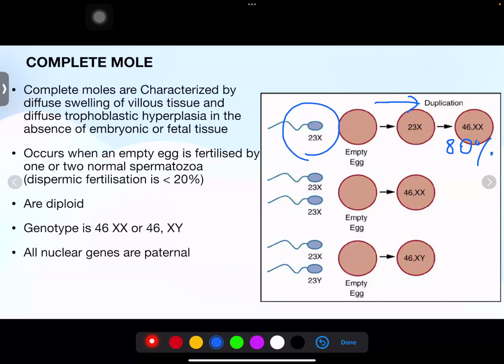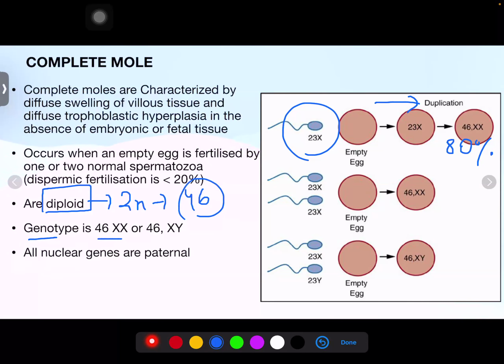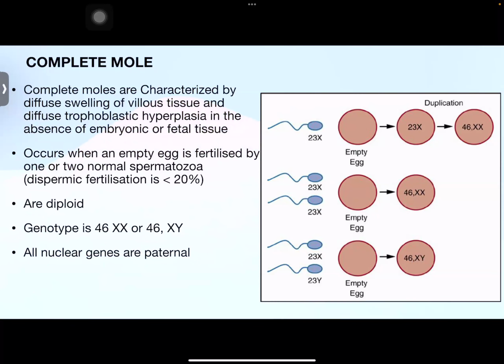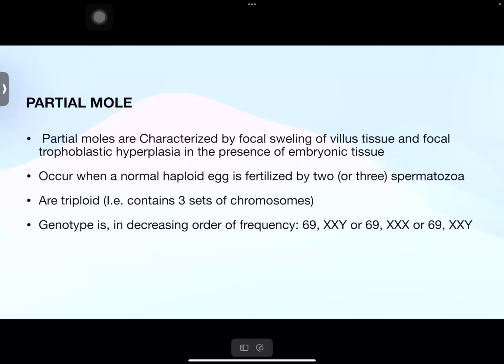It occurs in 80% of complete moles. So they would be diploid. Diploid means 2N ploidy status, so 46 chromosomes. The karyotyping is normal, so the genotype is just like a normal female or normal male. And all nuclear genes are paternal. You must remember that in the empty egg, no maternal genetic material is present. So this is about complete mole, and next the partial mole.